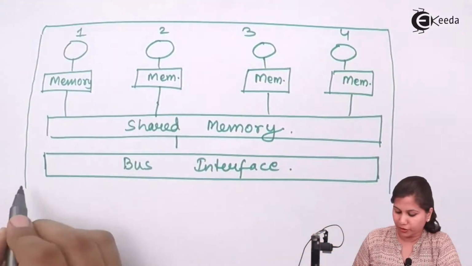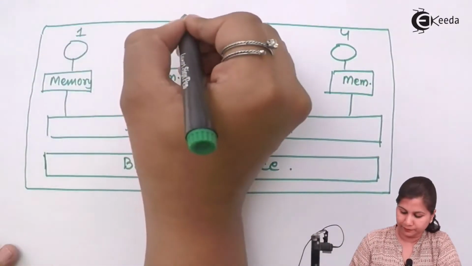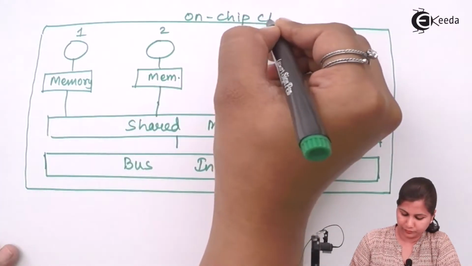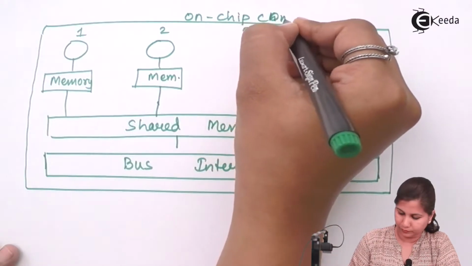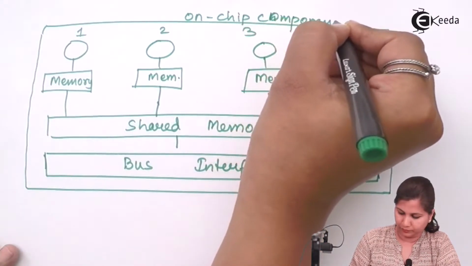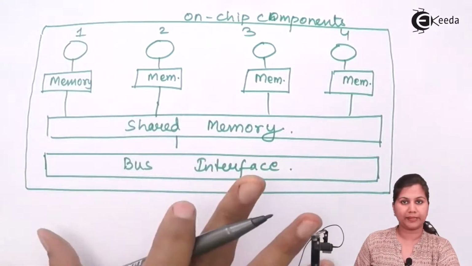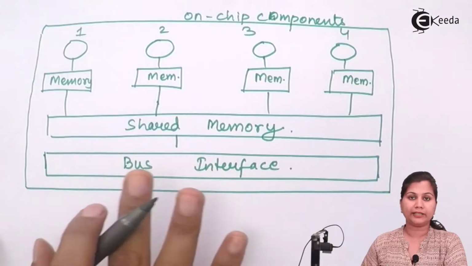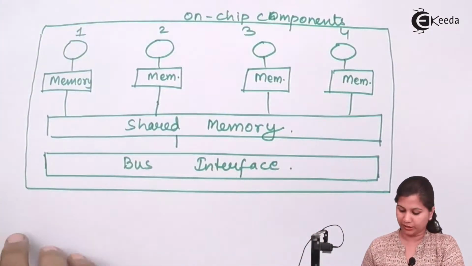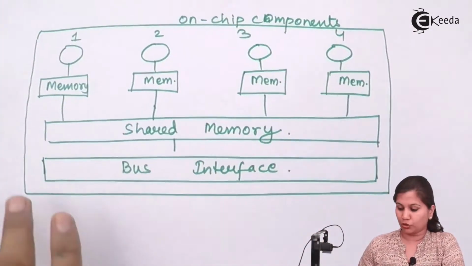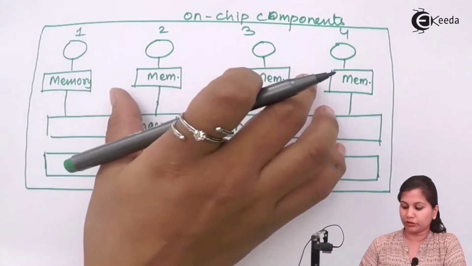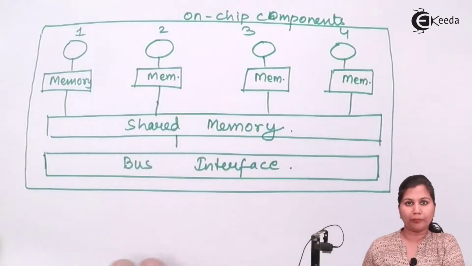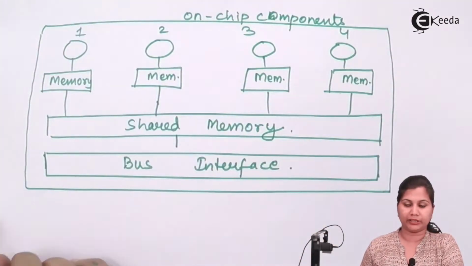So on a single chip, we are having the processors present. Okay, so this is the multi-core processor configuration in the embedded system. So that complete embedded system, on the chip we are having the processors, and all the other off-chip components will be connected with it. Okay.